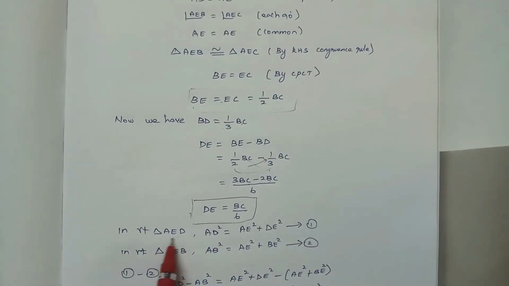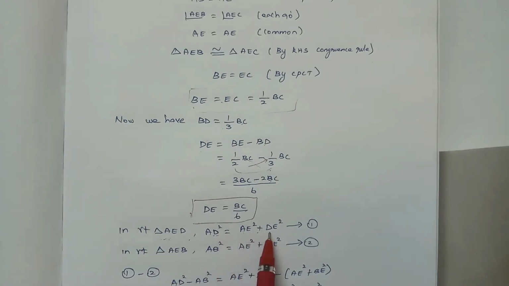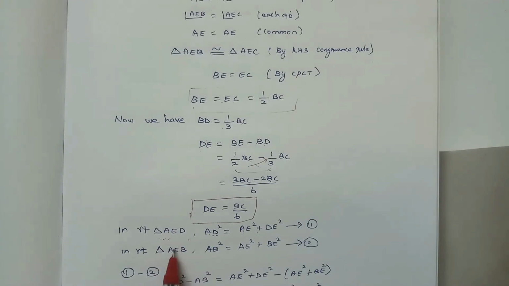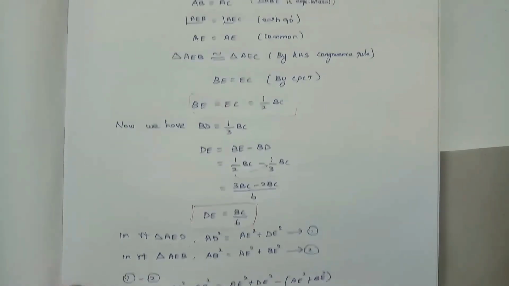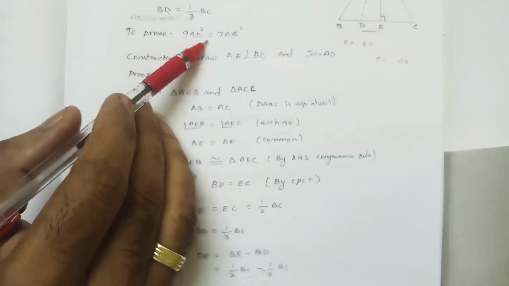In right triangle AED, AD square is equal to AE square plus DE square, equation 1. In right triangle AEB, AB square is equal to AE square plus BE square. Take it as equation number 2, right? See, actually what we want to prove is that 9AD square is equal to 7AB square.